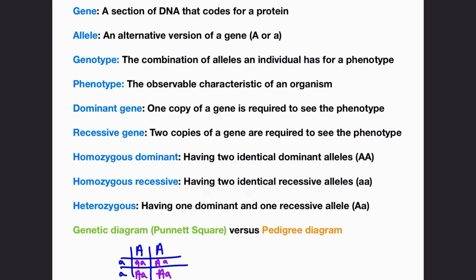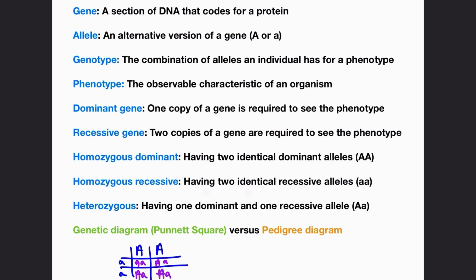So this would be big A, small a, big A, small a, big A, small a, big A, small a. So the blue color is the genotype of the parents, 1 parent here, 1 parent here. And then the purple color is the genotype of the kids. So that's what a genetic diagram is, a 2x2 table.